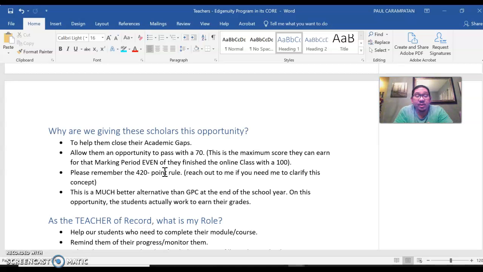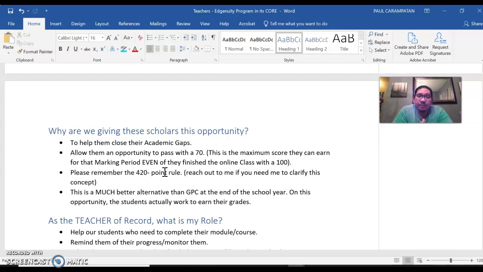If they failed, that means they missed out on whatever marking period that was. And we all know that learning is sequential and linear for the most part. So whatever they missed in one, they have deficits already. Secondly, another option for them is really to ensure that they pass.